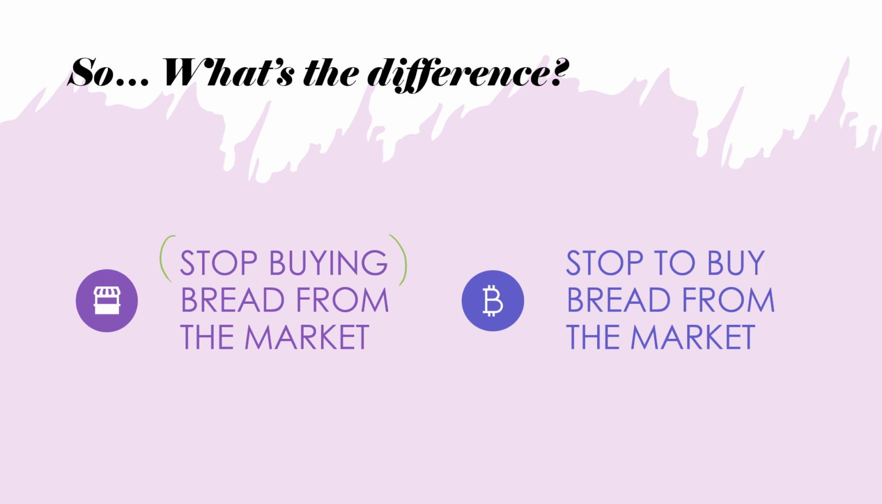Okay, but here it's a different case. We have stop to buy. Okay, so first stop, have a pause, and then go and buy some bread. So it's giving you two different actions at the same time. Stop, then buy. So verb 1 and verb 2. Stop, then buy.